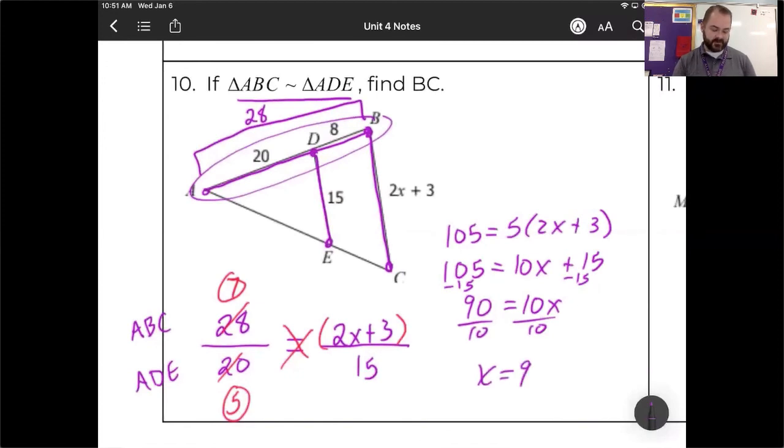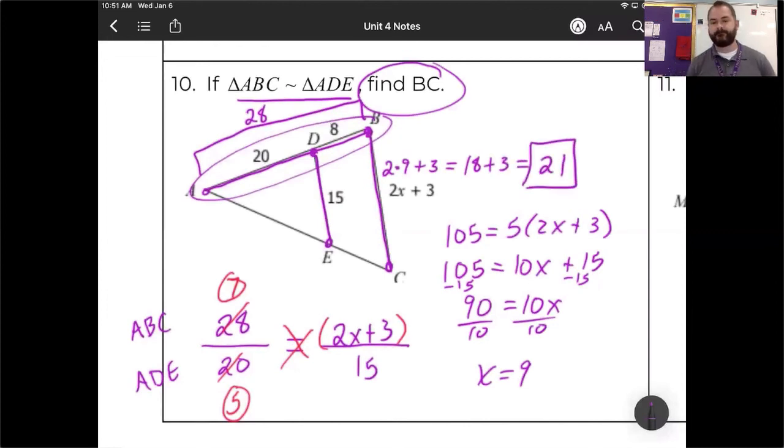But they ask for the length BC. So to find that length BC, I'm going to plug 9 back in here. 2 times 9 plus 3. Multiply first, so 2 times 9 is 18. 18 plus 3 is 21. So that is my final answer, BC equals 21.